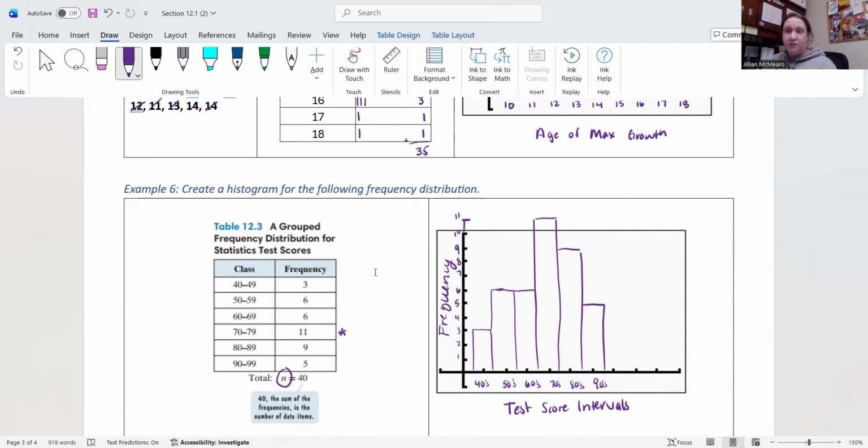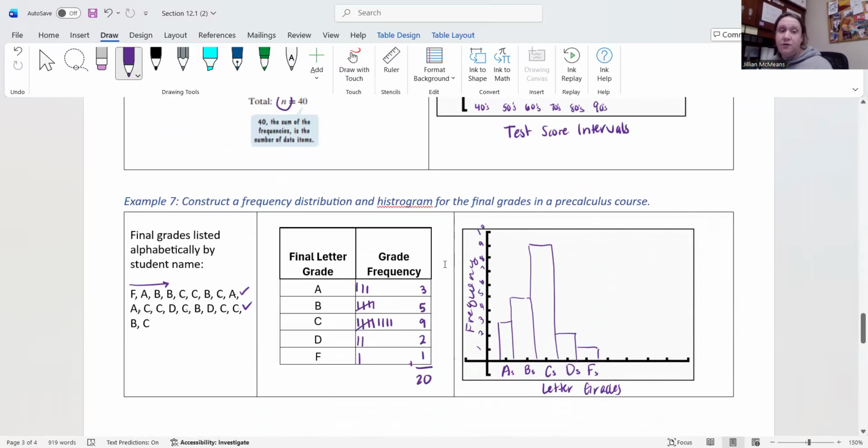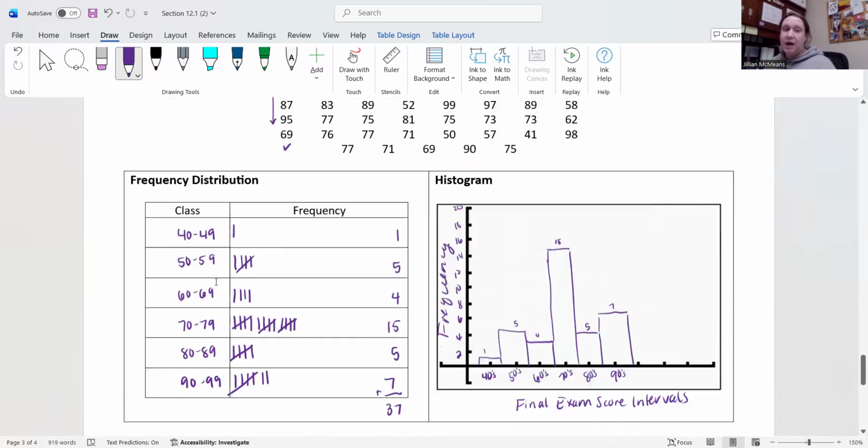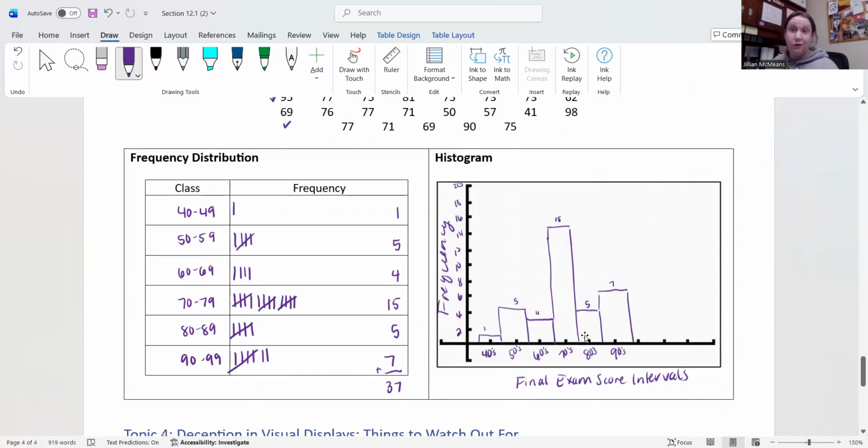So the same number of numbers in the interval, and you want a similar starting and stopping point. So like in this case, all of our intervals start with the 0 digit and end with the 9 digit. So 40 to 49, 50 to 59. You could have a frequency distribution for values that are not numerical, like we have here for the letter grades A, B, C, D, F. And then again, we had another grouped frequency distribution that we built from scratch. Okay, so make sure you understand frequency distributions and histograms.